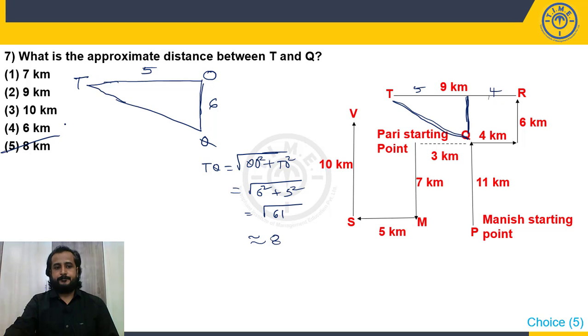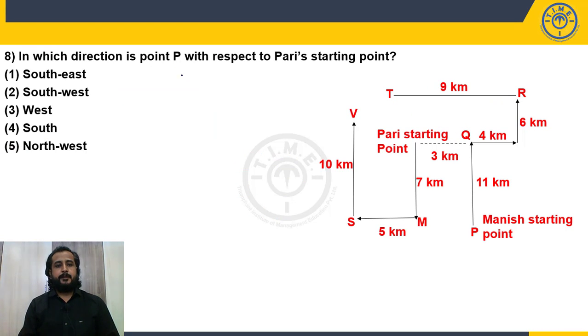Choice 5. In which direction is P with respect to Paris starting point? It is Paris starting point and P. So base is Paris starting point. So from here, this direction, slant line moving towards right side and downwards. So what will be this direction? This is south and this is east. So southeast. Southeast direction. Choice 1.